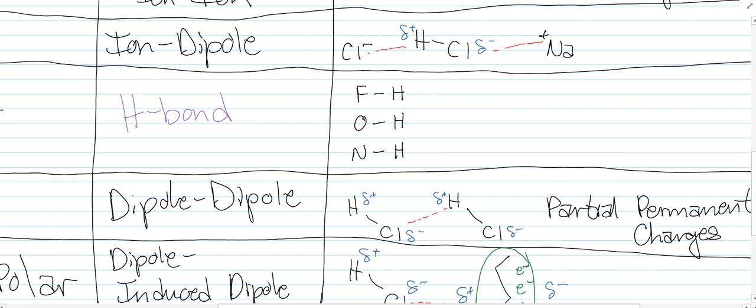Okay, so again, thing 1 needs an FH, an OH, or an NH bond. Thing 2 then needs to have an F, an O, or an N in it. These in the second molecule don't have to have hydrogen. They can have a hydrogen, but they don't have to.